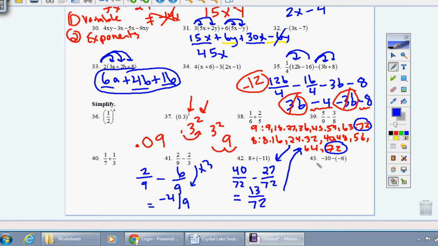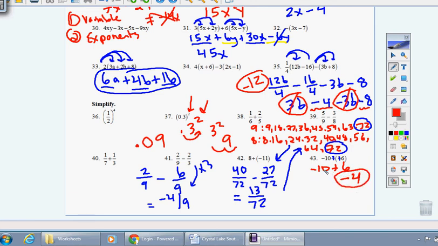Alright, the last odd number on this page, we have negative 10 minus a negative 6. So remember, minus a negative, I can switch that to plus. Anytime you have two negatives right next to each other, you can make those a plus. So that means I have negative 10 plus 6. Remember, there's a couple ways you could do this. I could think about it in terms of a number line, where if I'm at negative 10 and I'm getting bigger, my answer is going to be negative 4. Okay, that's one way you could think about it.